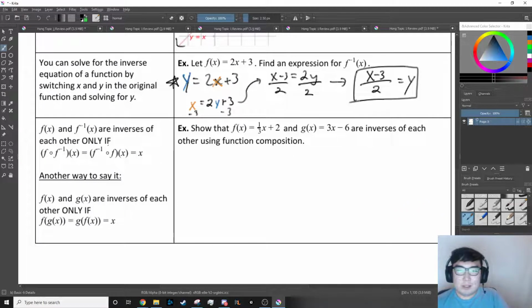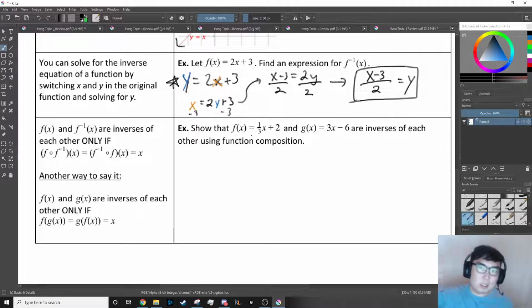And the last one. f of x and the inverse of f of x are inverses only if your f of g of x is equal to your g of f of x, or your g of x is equal to your f of g of x. So we have to use function composition. And you can do this problem or not.